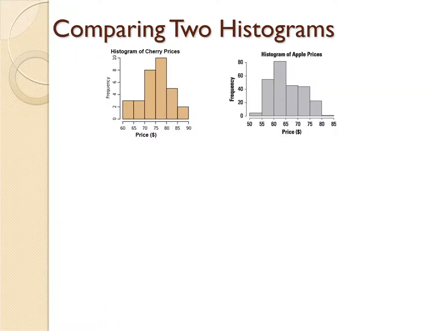Viewing this histogram of cherry prices, looking at the shape first, this is approximately symmetric and unimodal. Outliers, I don't see any. Center, maybe around 75. And spread goes from 60 up to, but not including, 90, so 89. Apple prices are either approximately symmetric or maybe a slight skew to the right. Again, no outliers. Center, if we're going to say a slight skew to the right, let's say it's on the upper end of this, so maybe about 65, and spread from 50 to 84.